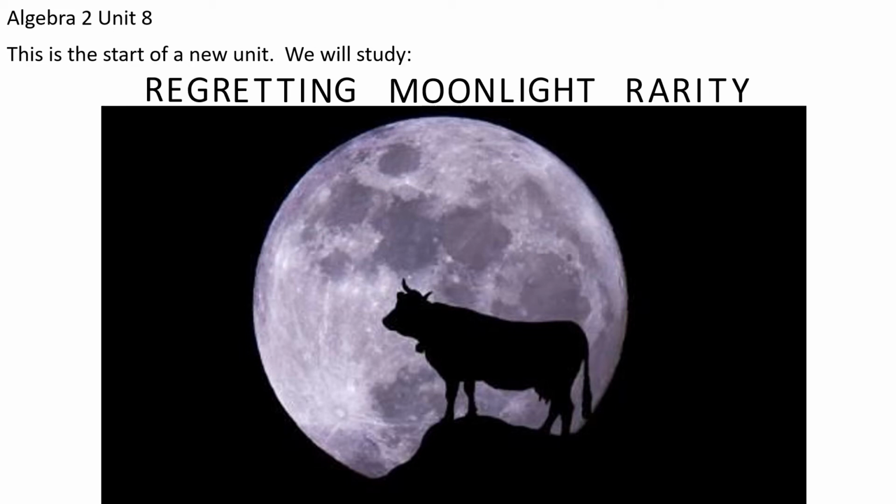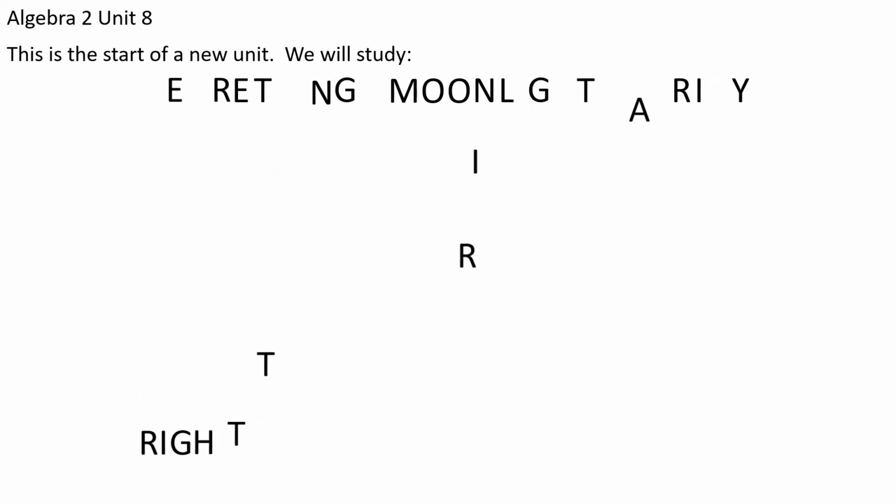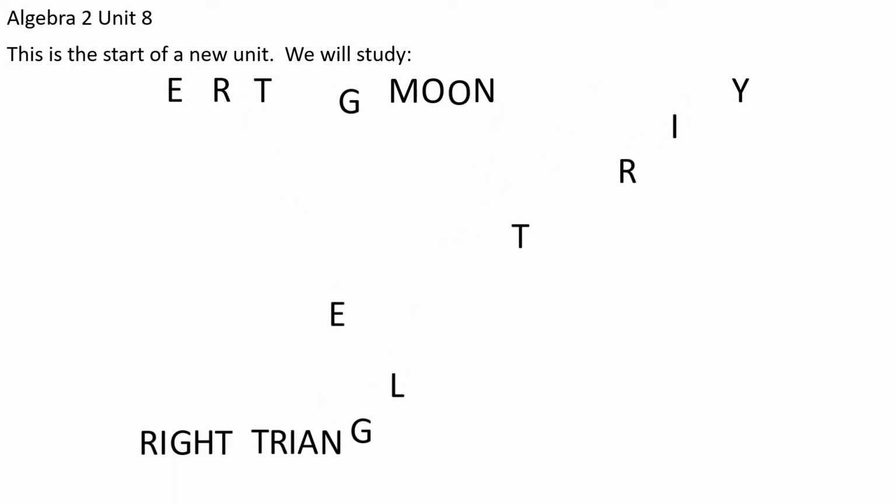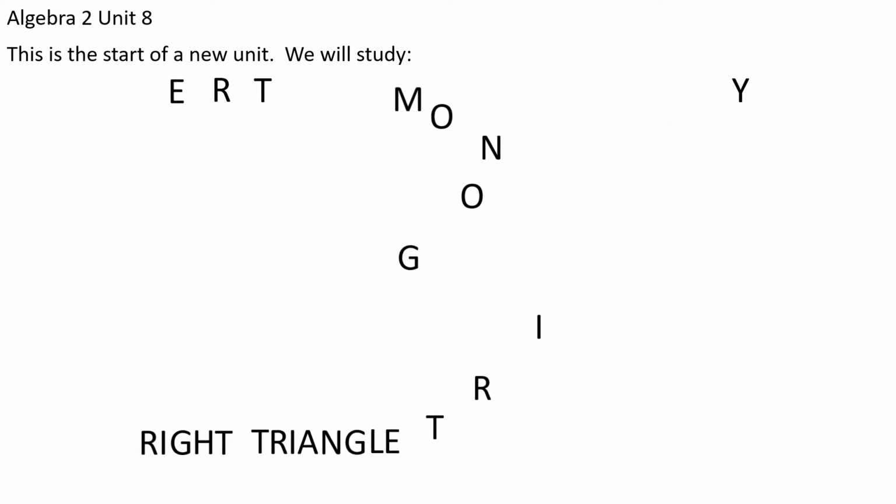Okay, brand new unit of study, regretting moonlight rarity. That would be a rarity indeed, to see a silhouette of a cow in front of a full moon. And of course, we would regret if we were not able to see that rarity more. Oh, wait, that's not what we're studying. What are we studying instead?